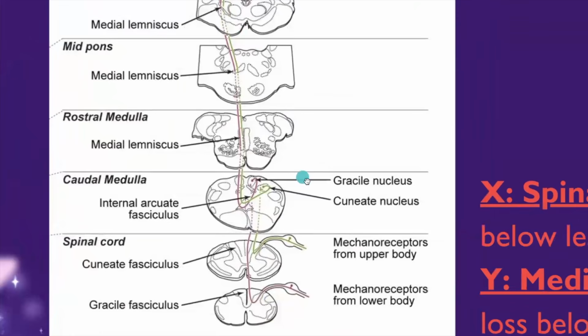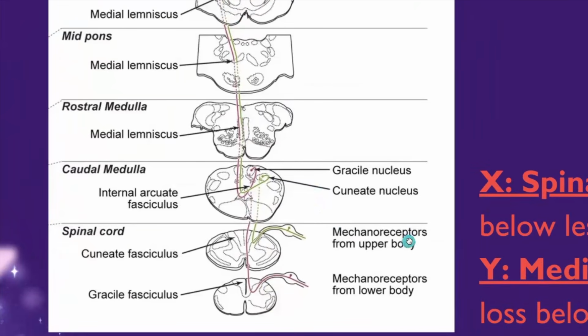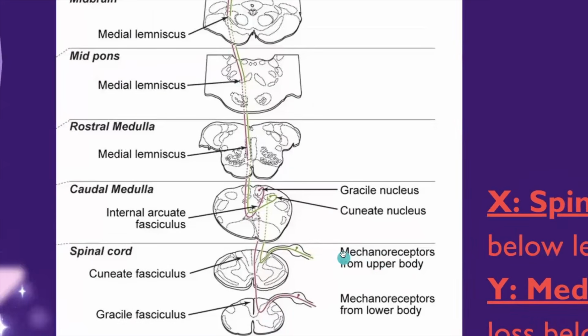Just to emphasize, I'm going to go over it again, but for the sensations from the upper body. Let's say that there's the sensation of conscious proprioception, okay? Then you would have the cell body of the first order neuron in the dorsal root ganglion, it goes all the way up, and then it synapses with the second order neuron at the cuneate nucleus at the level of the medulla, okay?